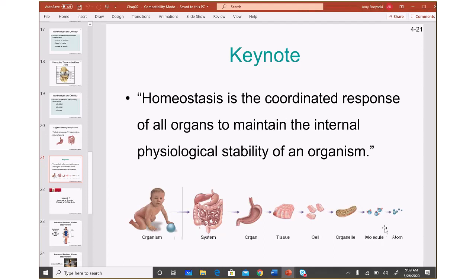When molecules join together, it's the teeny tiny parts of your cell, which is called an organelle. Those are found in your cell, so those make up your cell. When multiple cells join together, it makes up tissues. When tissues join together, they make up an organ. Organs never work alone. Okay, they always work in systems, right? So it's multiple organs usually to one system. And then all of your systems together make up you, which is an organism.